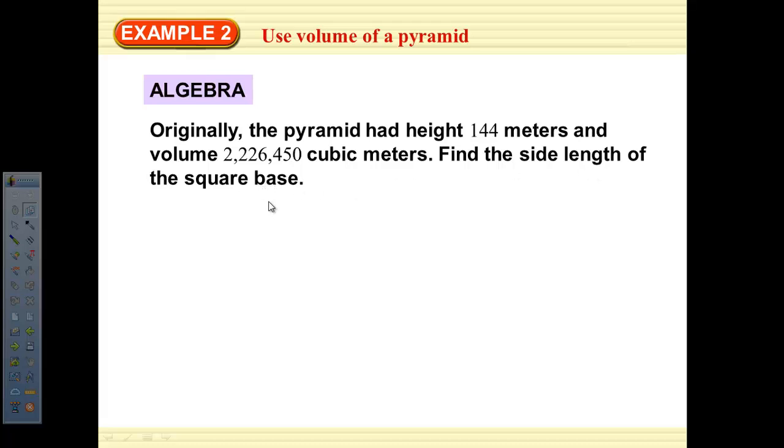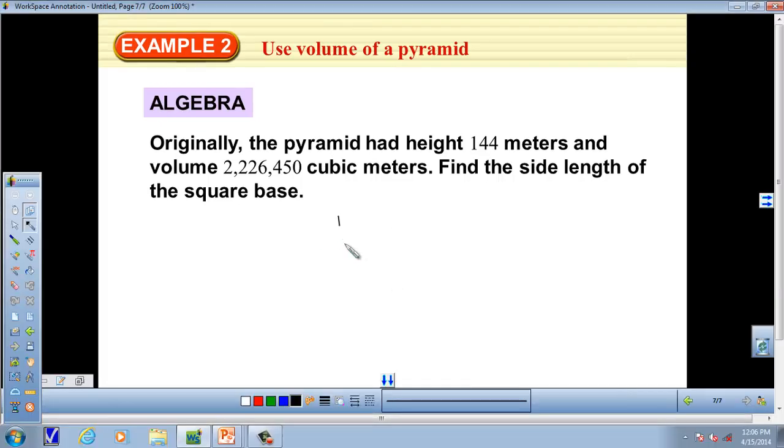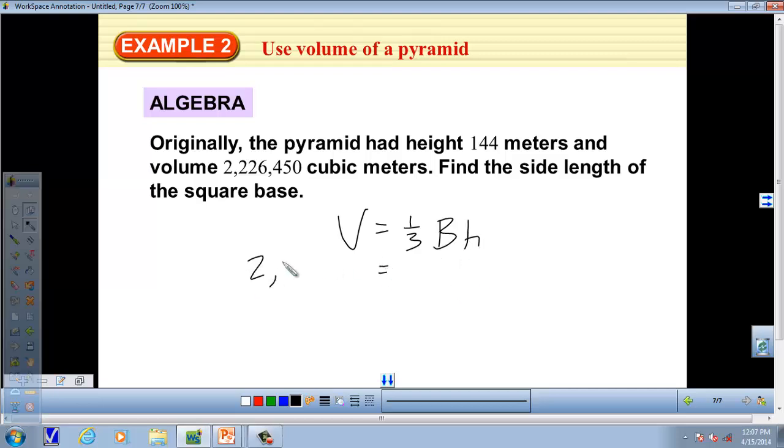So basically what we want to do is find the area of the base, and then once we do that, we can take the square root of that and get our answer. So our formula again is volume equals 1/3 area of the base times the height. We know this is 2,226,450. Over here we're going to have 1/3. The area of the base we don't know, but we know the height is 144. I believe that 144 is divisible by 3, so I'm going to go ahead and do that. And we get 48 for this.